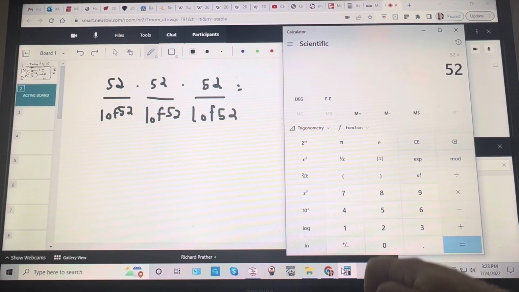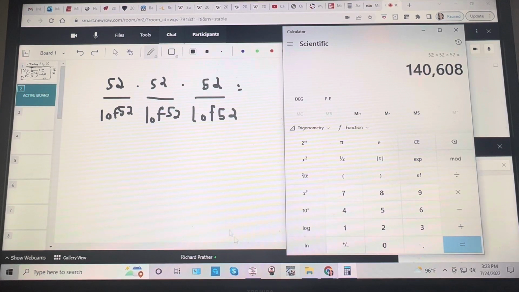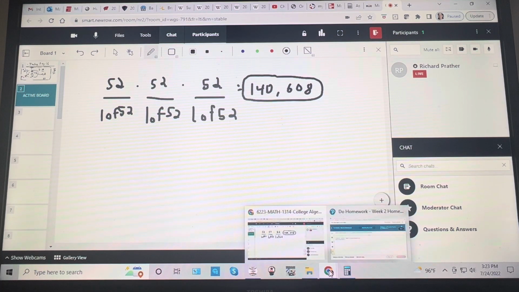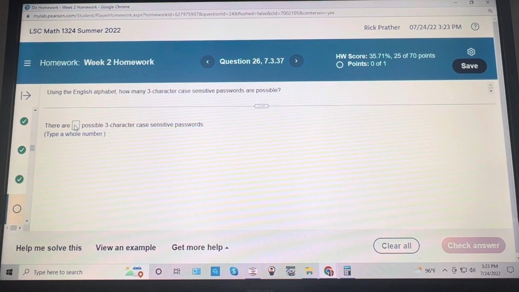52 times 52 times 52 is, see how large this gets, 140,608. That makes it hard for hackers to figure out your password because there's so many cases they'd have to try. 140,608.